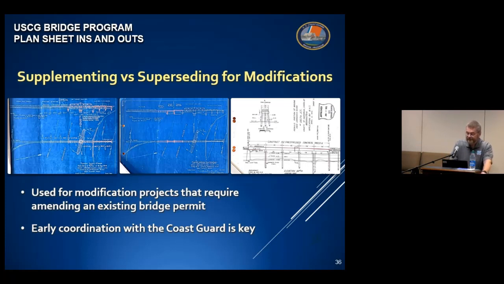On this slide, the plan sheet on the right was used to supplement the two existing plan sheets to the left for a bridge that was built back in 1921. We could only do this because the plan sheets on the left were available and showed enough detail of what currently exists and how the proposed modification would alter it.